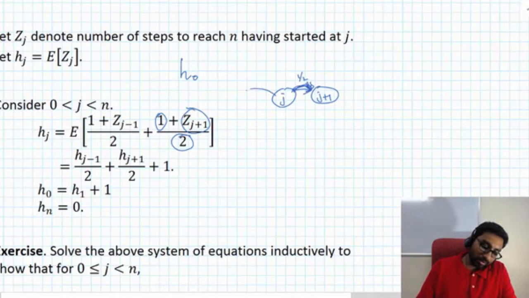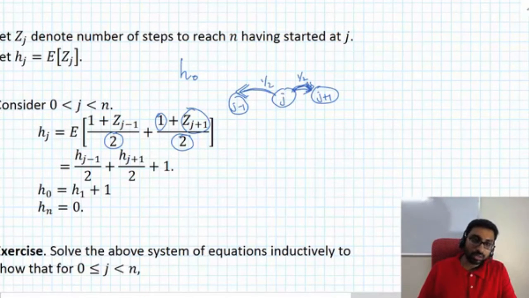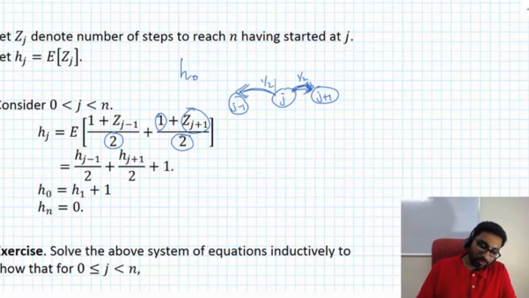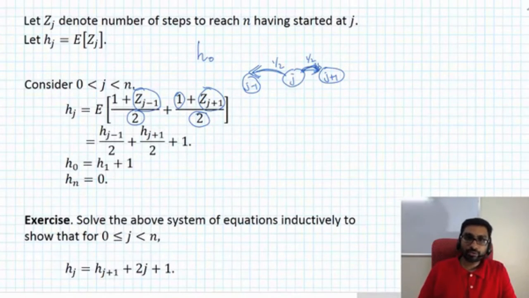Now with the other half of the probability, we're going to move to state j minus 1. Okay, so that's this other half. And we're spending that one step moving to j minus 1. And having moved to j minus 1, we'll spend zj minus 1 number of steps to make our way to state n. So hj can be written as the expectation of these two random variables weighted in this manner.